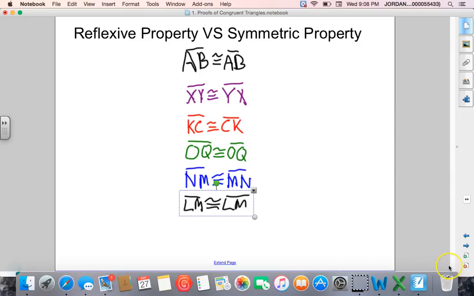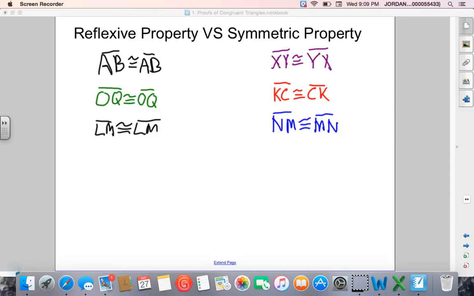All right, so let's review reflexive and symmetrical quick. I'm going to pause it. I just want you guys to write each of these under the column either for reflexive property or symmetric property, as to which one you think it is an example of. I'm going to go ahead and pause it. Just put those in place.